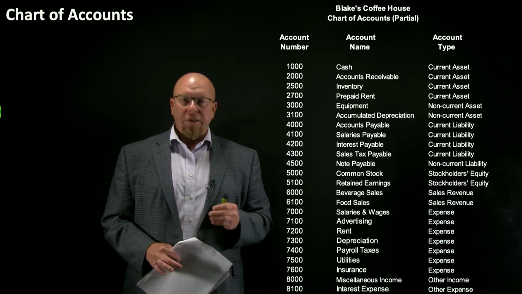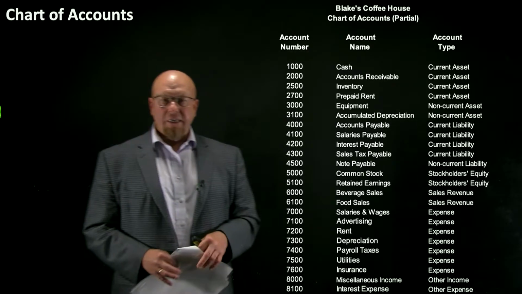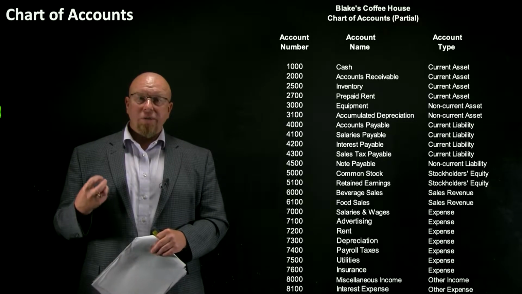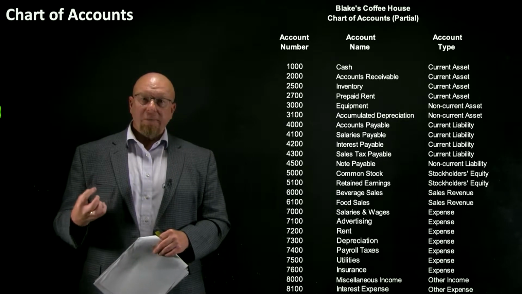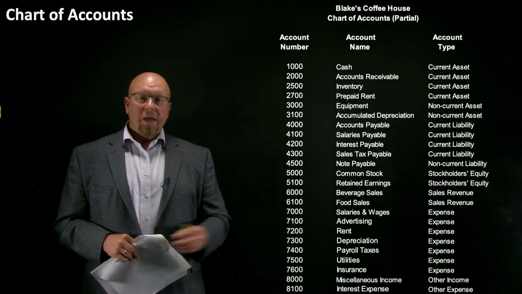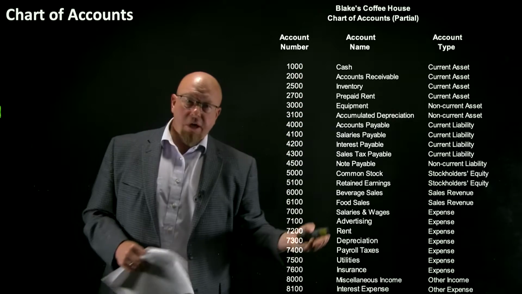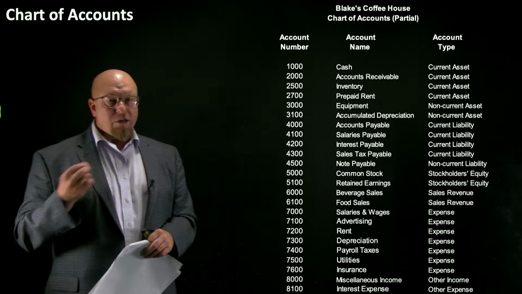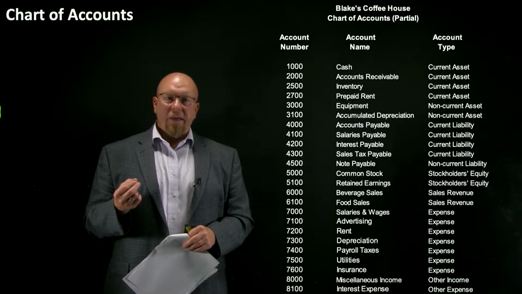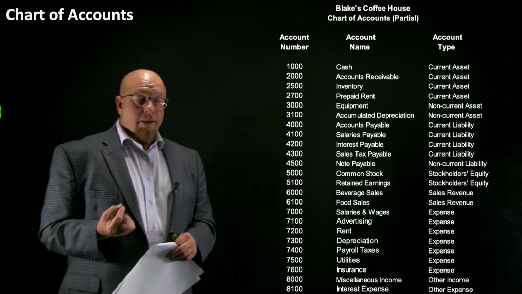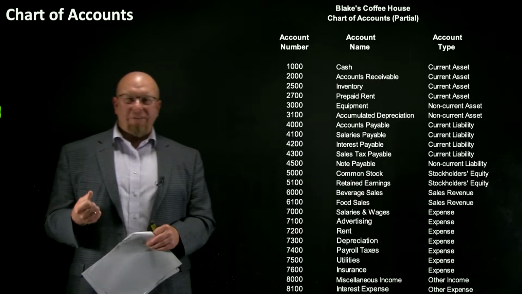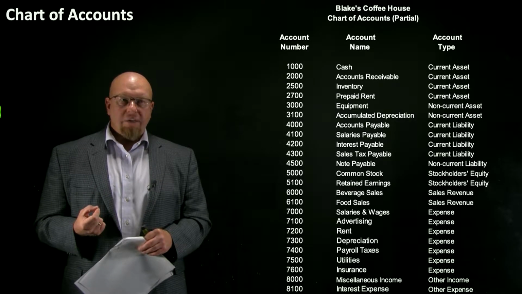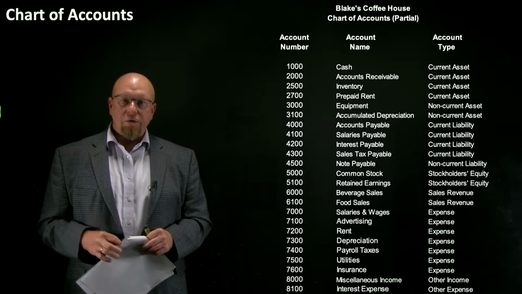And I like to think about the chart of accounts as just being a listing of buckets, really, where we can place certain transactions that are similar in the same bucket. Now, we're going to be looking at a company called Blake's Coffee House. Yes, full disclosure, that's my son's name. And I chose a coffee house because it's a fairly simple, relatable type of business. So there's not a lot of complexity. It will let us look at a few transactions without having to deal with a lot of technical issues.